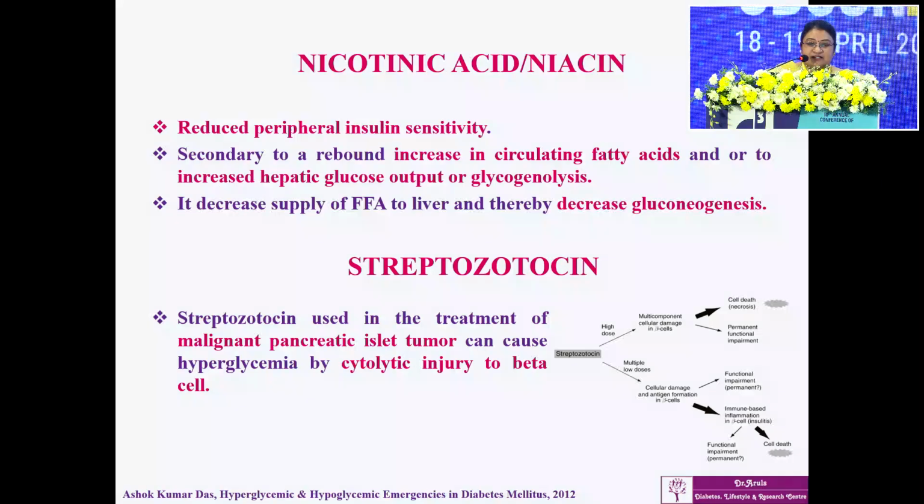Niacin, an anti-lipid drug, reduces peripheral insulin sensitivity because it increases free fatty acid levels. Streptozocin is mainly used for malignant pancreatic islet cell tumor. It causes hyperglycemia by causing cytolytic injury to the beta cells.